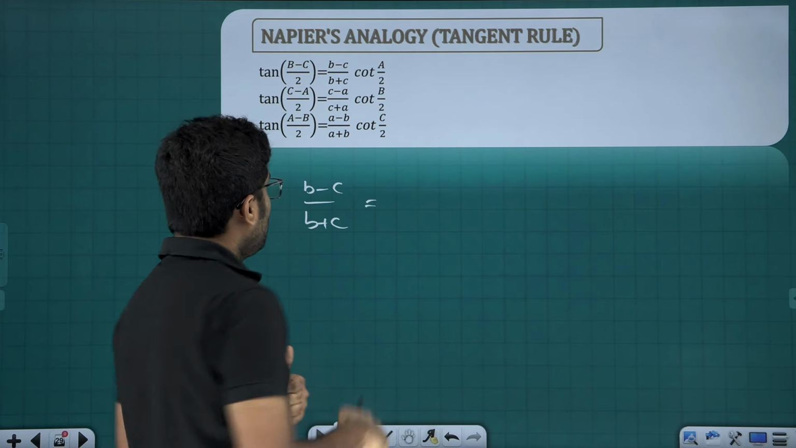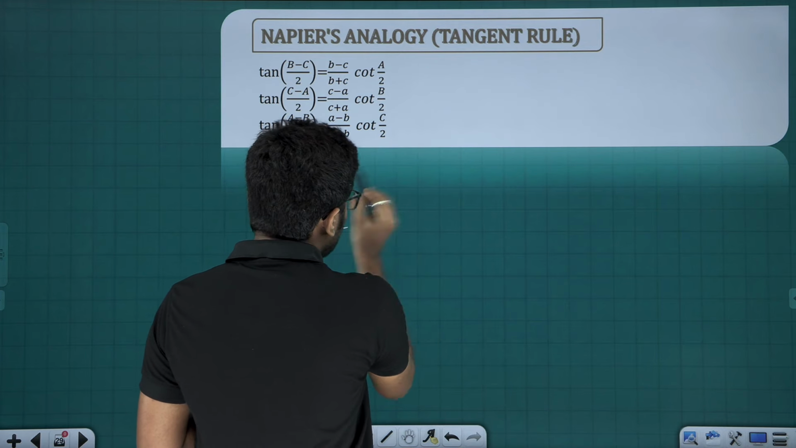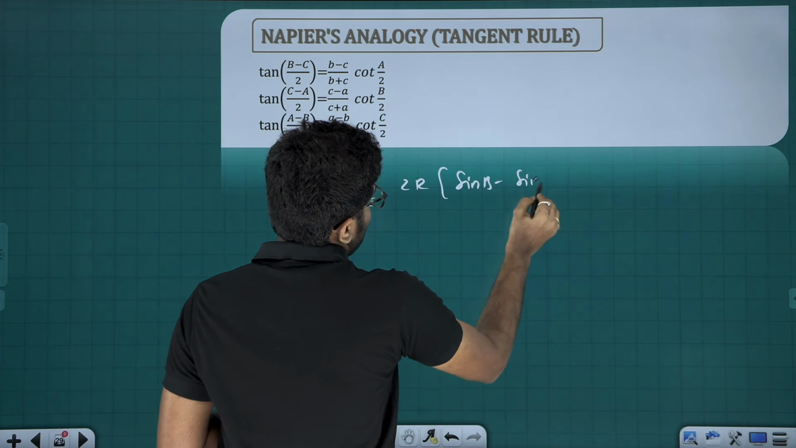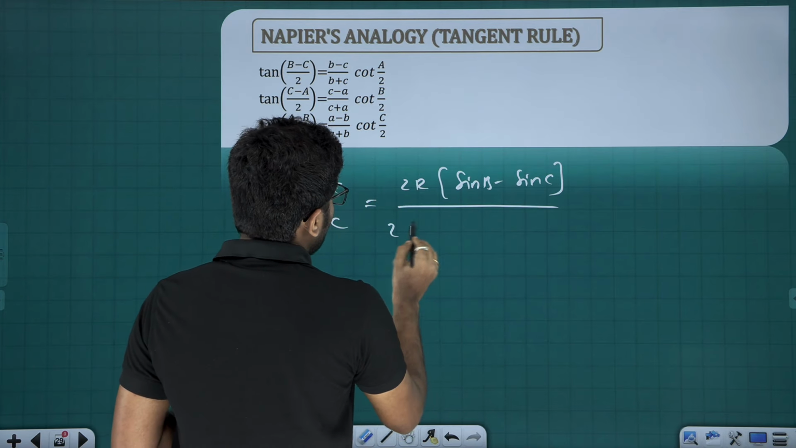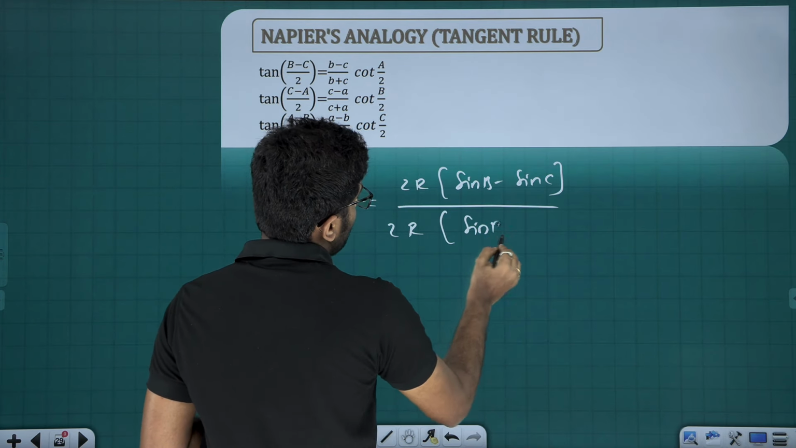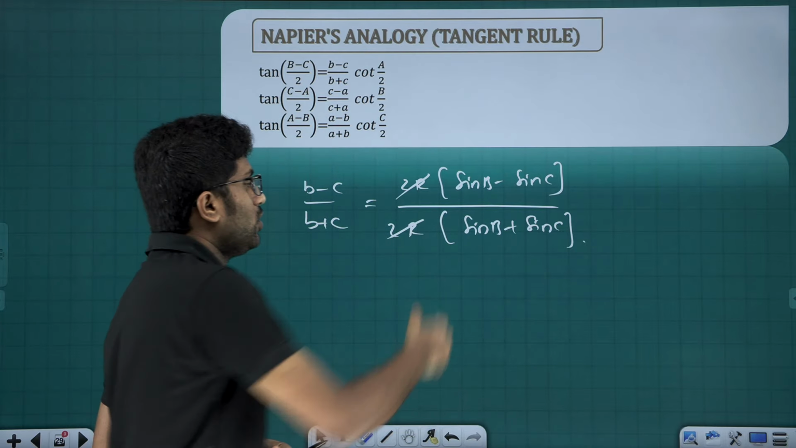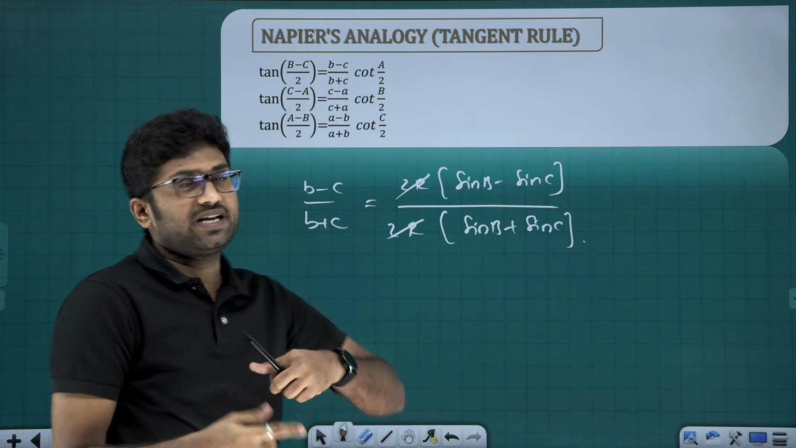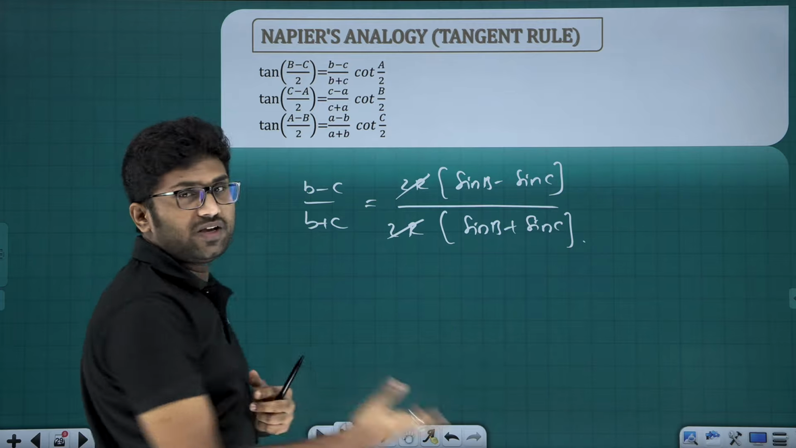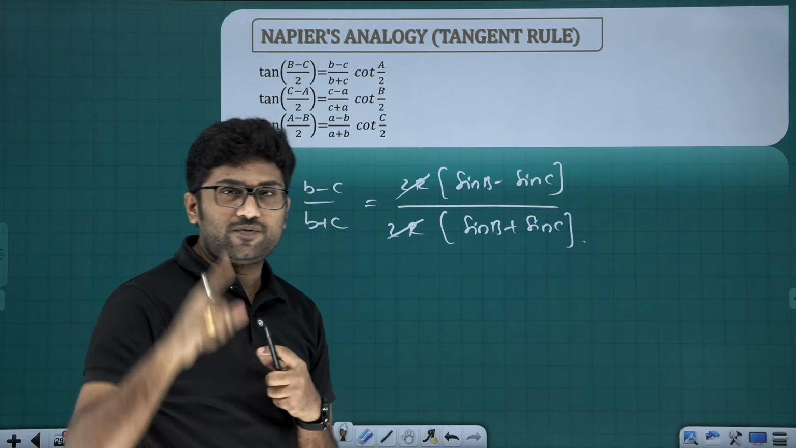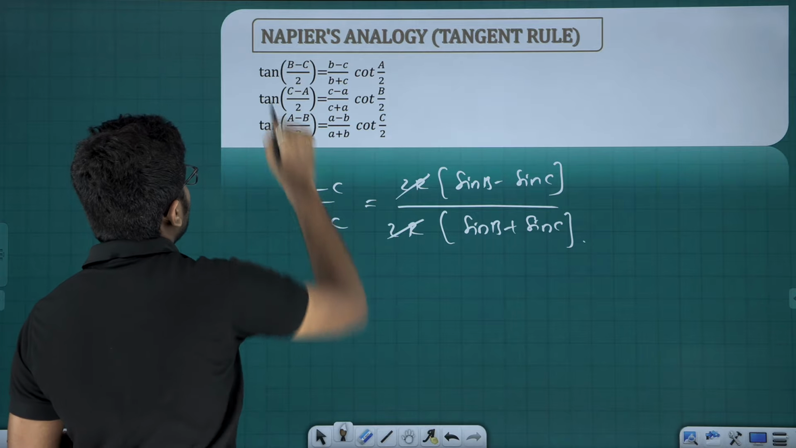Now from sine rule, B is 2R sin B, no? So just take 2R of (sin B minus sin C) divided by 2R of (sin B plus sin C). 2R gets cancelled. Now you can use sin C minus sin D, sin C plus sin D formulae, and then by simplification you will get it, friends. Okay. So these are three formulae from Napier's analogy. If you remember one, you will get the other two.